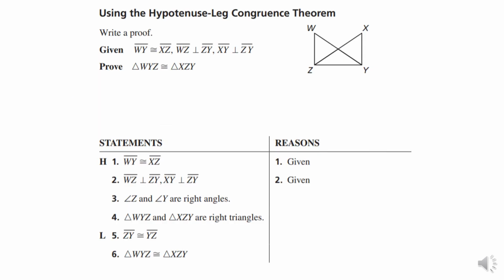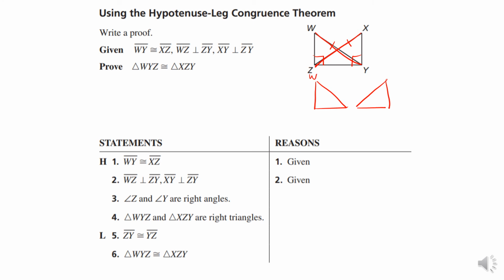Okay, so let's use this in a proof. We've done all of our givens. I'm going to go ahead and mark the drawing. So we've got WY, that's this one, is congruent to XZ, that's this one, that's the whole thing. Then they said that WZ is perpendicular to ZY, and XY is perpendicular here. So we've got three different things. If you separate these, it might be easier to see.